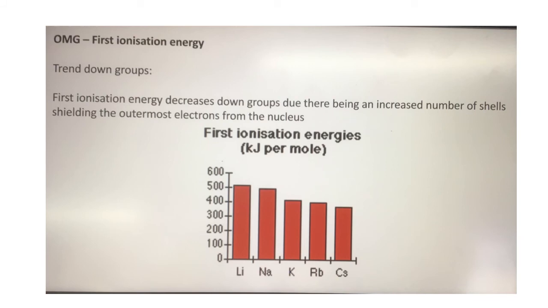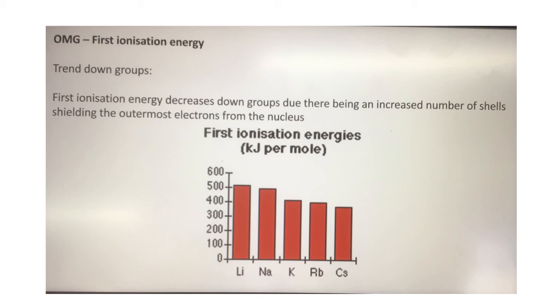Now for the trend down groups, this is much more simple. There's no sort of unexpected twists and turns at this point. The first ionisation energy decreases down groups due to there being an increased number of shells shielding the outer electrons from that nucleus. So we've got more barriers in the way for that positive nucleus to hold it there.